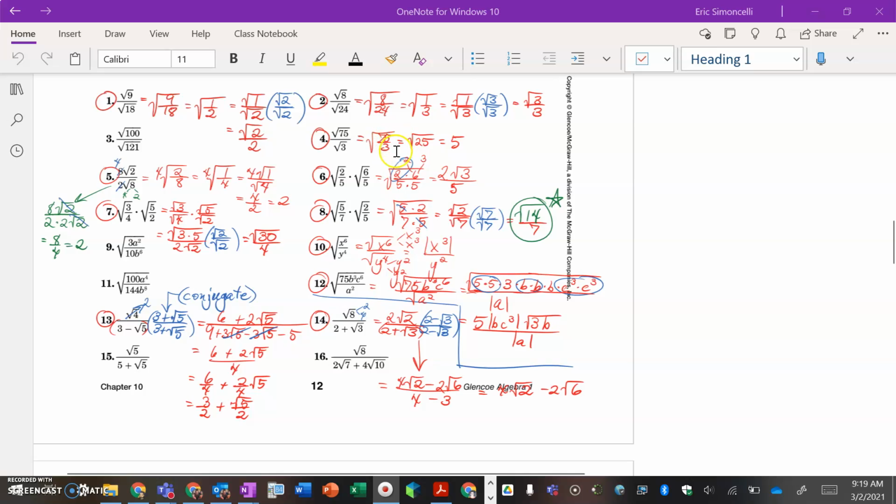And because 75/3 is nicely reducible to 25, and because the square root of 25 is even nicer, because that's, well, a perfect square, the answer of which is simply just 5. Let's move on. Number 5, 8 root 2 over 2 root 8.